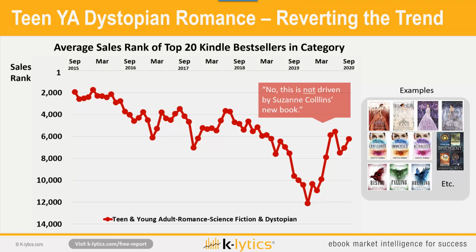This, for example, is teen and young adult dystopian romance monitored over 5 years. And you see after the whole Hunger Games type and Divergent, you name it, trend, it's been a downward trend over like 4 or 5 years. And then all of a sudden, towards the start of 2020, we get this turnaround in the trend. And now it's not driven just by Suzanne Collins' new book. In fact, if you look at the people involved, we see authors like Kiera Cass, Jeanette Penner, Heidi Catherine, Cordelia K. Castle, Veronica Roth, and so on and so forth.